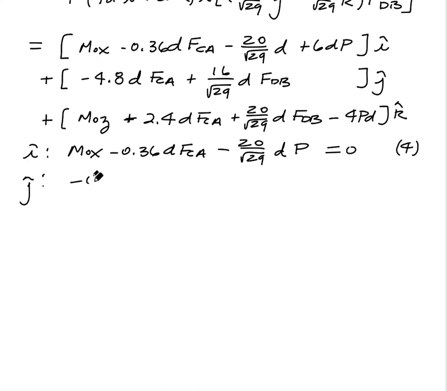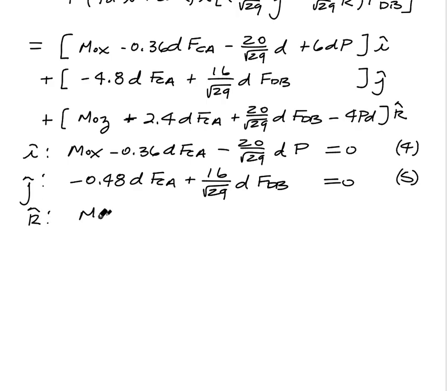The J components is minus 0.48 D FCA plus 16 over square root of 29 D times FDB, equation 5, and K components get MOZ plus 2.4 D FCA plus 20 over square root of 29 D FDB. And that is my sixth equation.